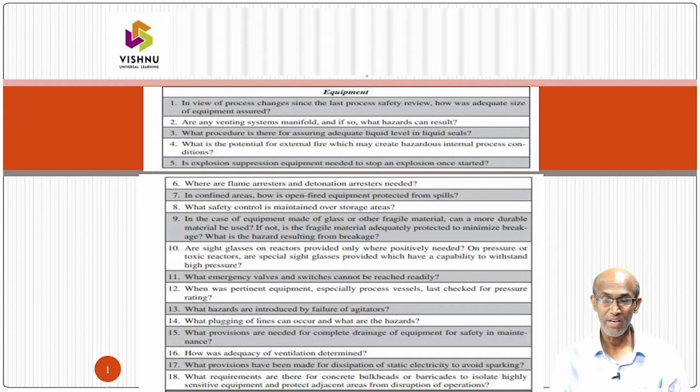On pressure or toxic reactors, are special sight glasses provided which have a capability to withstand high pressure? What emergency valves and switches cannot be reached readily? When was pertinent equipment, especially process vessels, last checked for pressure rating? What hazards are introduced by failure of agitators? What pluggings of lines can occur and what are the hazards?